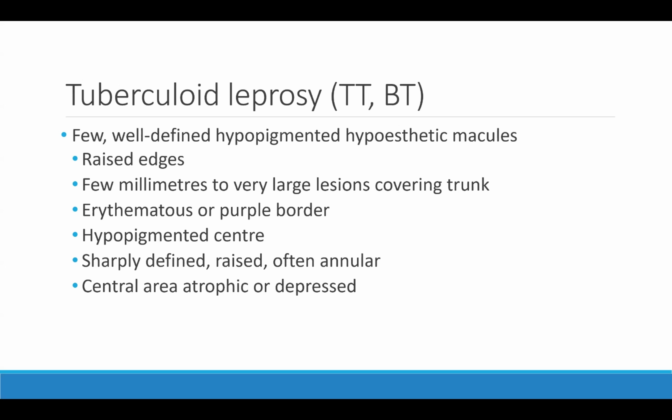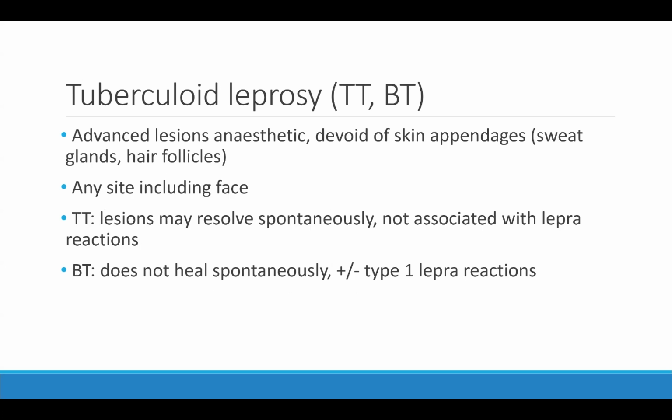We now look at the clinical manifestations of tuberculoid leprosy, TT or BT types. In these patients, there are few well-defined hypopigmented hypoesthetic macules with raised edges, and size ranges from a few millimeters to very large lesions covering the trunk. There's an erythematous or purple border and a hypopigmented center. The lesions are sharply defined, raised, and often annular, while the central area is atrophic or depressed. In advanced lesions, they are anesthetic, devoid of skin appendages such as sweat glands or hair follicles. It can affect any site, including the face.